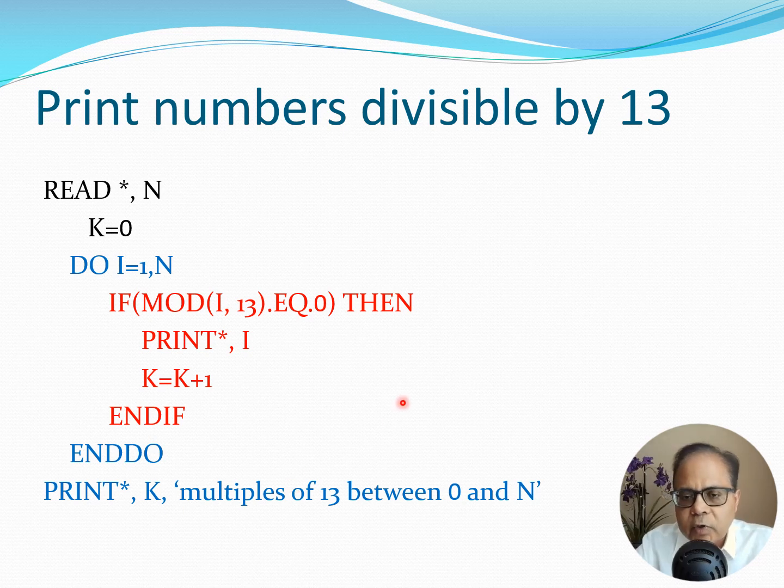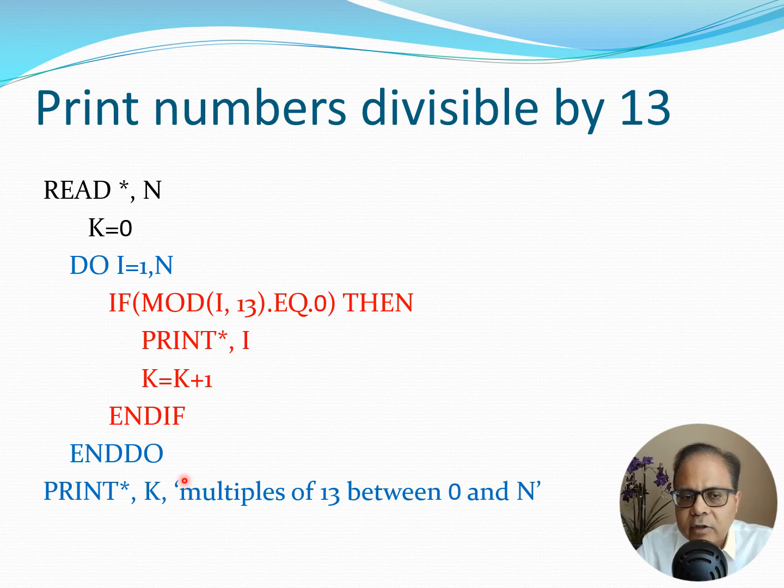Now let's try to create a more useful program using the do loop and combine it with the if then else type of statements. So what I'm going to do here is I'm going to give a certain number n, and then I'm going to print the numbers which are divisible by 13 all the way from 1 to this value n. And I also want to calculate how many such numbers are there. So the code which is given here basically reads this number n, it sets k equal to 0, and then it creates a do I is 1 to n and end do.